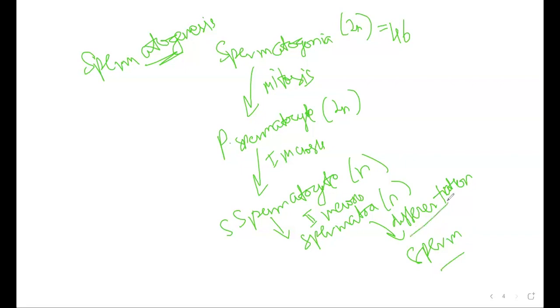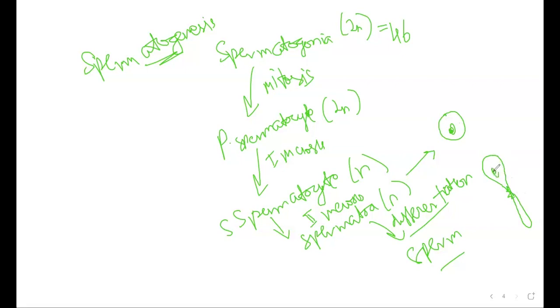There's one term I've used here: differentiation. What does that mean? Differentiation is not a division process. For example, this is a spermatid, a normal cell having a haploid number of chromosomes. But how does a sperm look? A sperm has a head, a neck structure like this, and a tail also, like this.